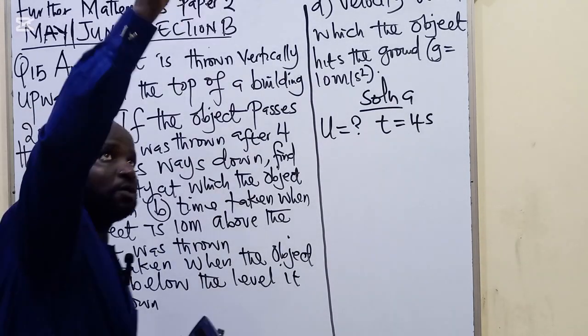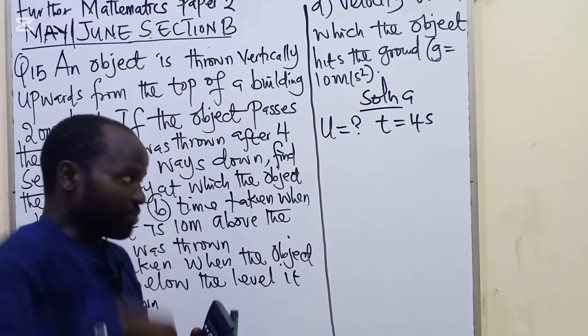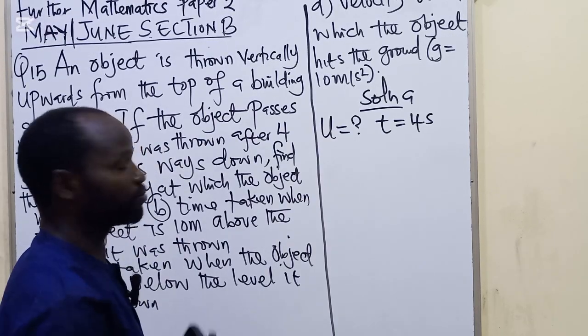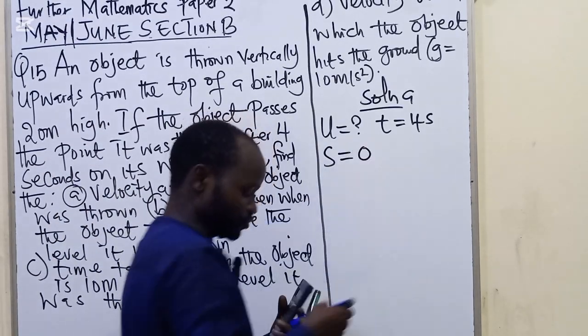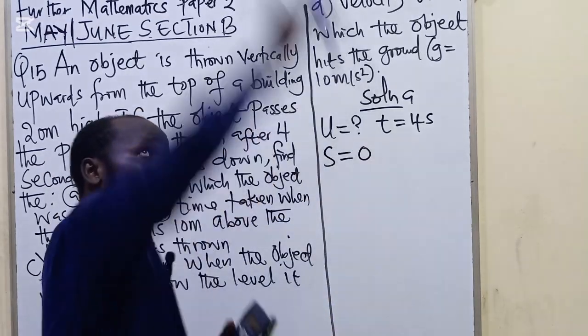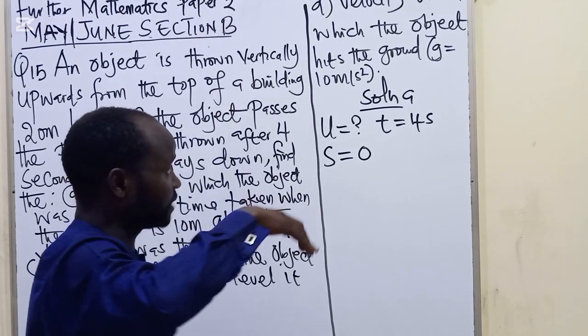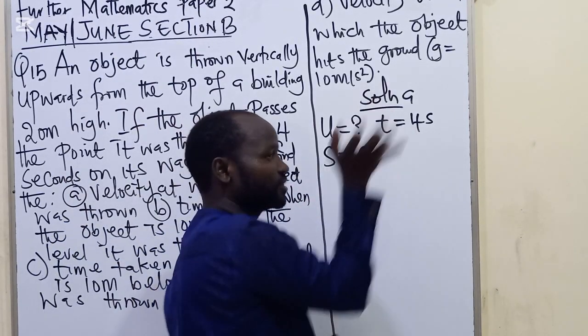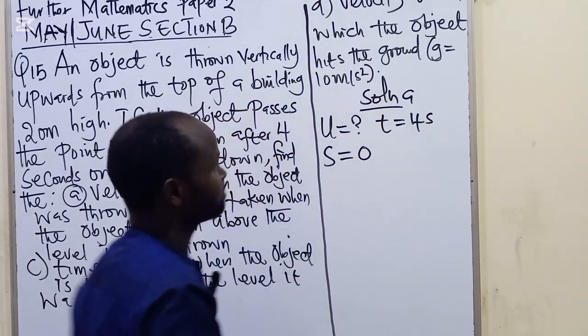When you throw an object up, when that object returns to the point of projection, the displacement will be 0. So our displacement will be 0. Because if you throw that object, it will go up to a certain point and come down to the point of projection. This 4 seconds is the time that it will take the object to go up and come down. So the displacement will be 0.